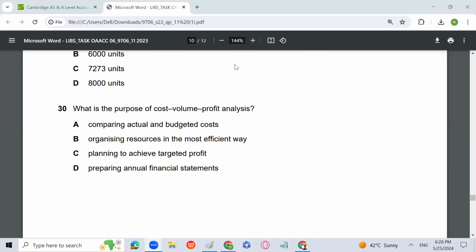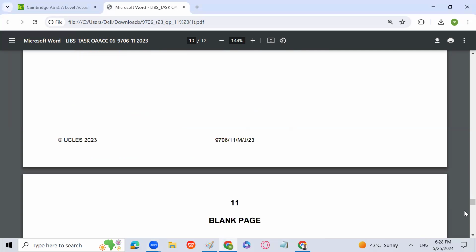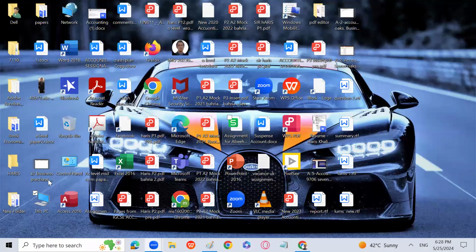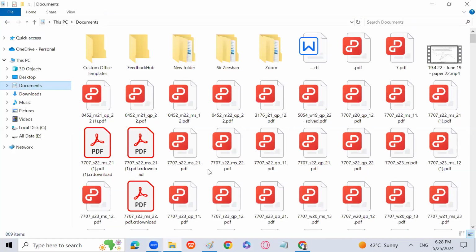C is the answer. Planning to achieve targeted profit actually. Because what we do, we change cost, we change volume, and we see the effect on profit with the change in cost and volume. So it means that we want to achieve a particular profit which is not yet achieved. This is how we will be able to handle this question. So this is the end of this paper, and if we can find some other paper.